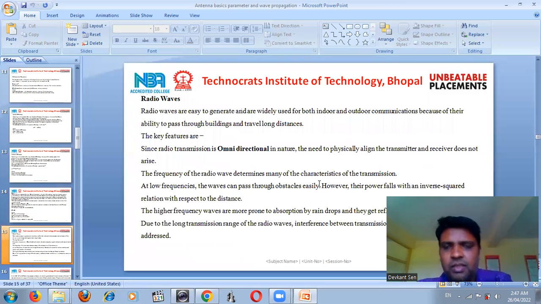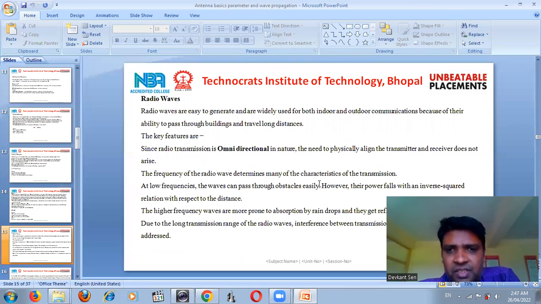Radio waves. First of all, we introduce the radio waves. What are radio waves? Radio waves are easy to generate and are widely used for both indoor and outdoor communications because of their ability to pass through buildings and travel long distances.